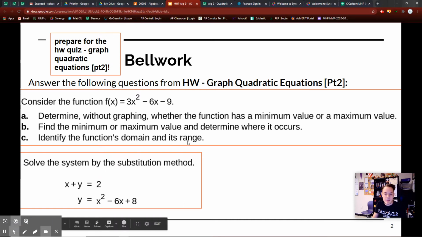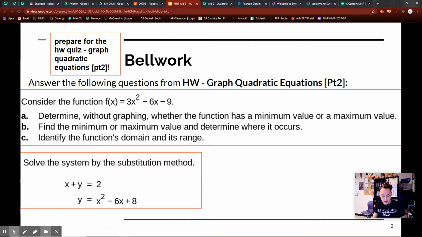So pause the screen because I think I have extra room on here. I do. Okay, so pause the screen if you need to.